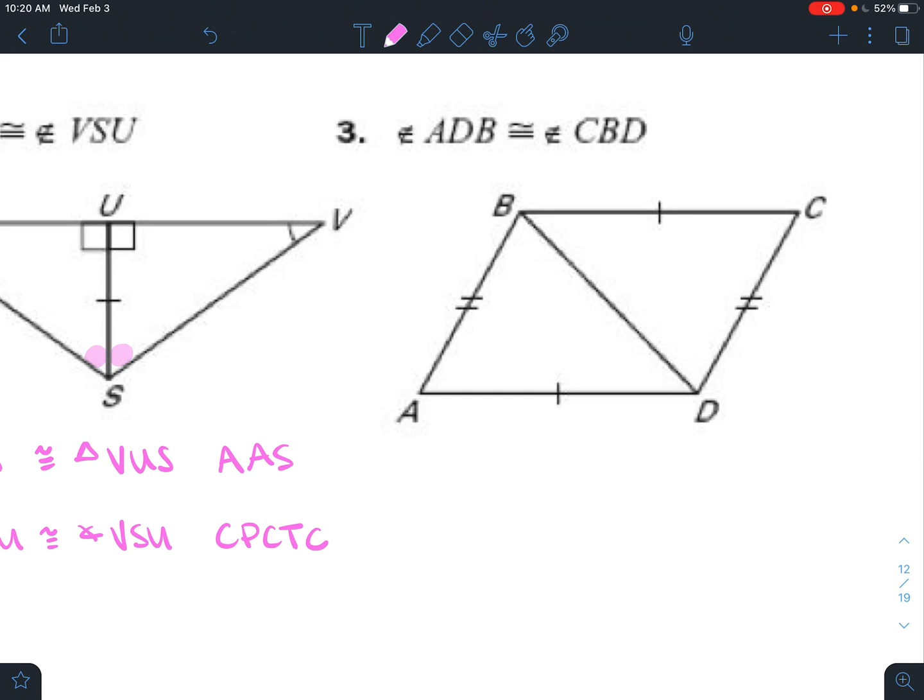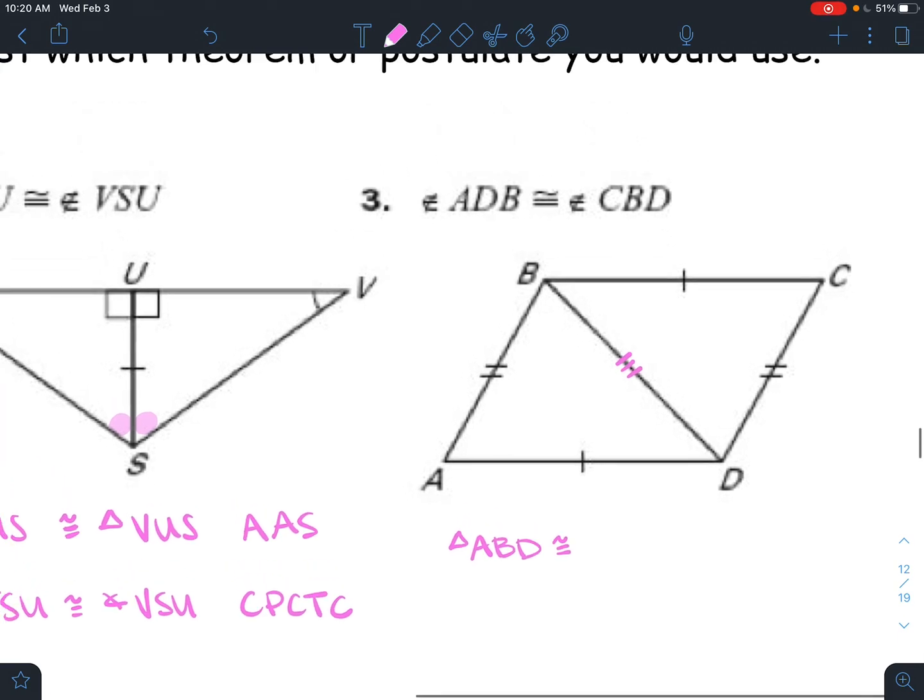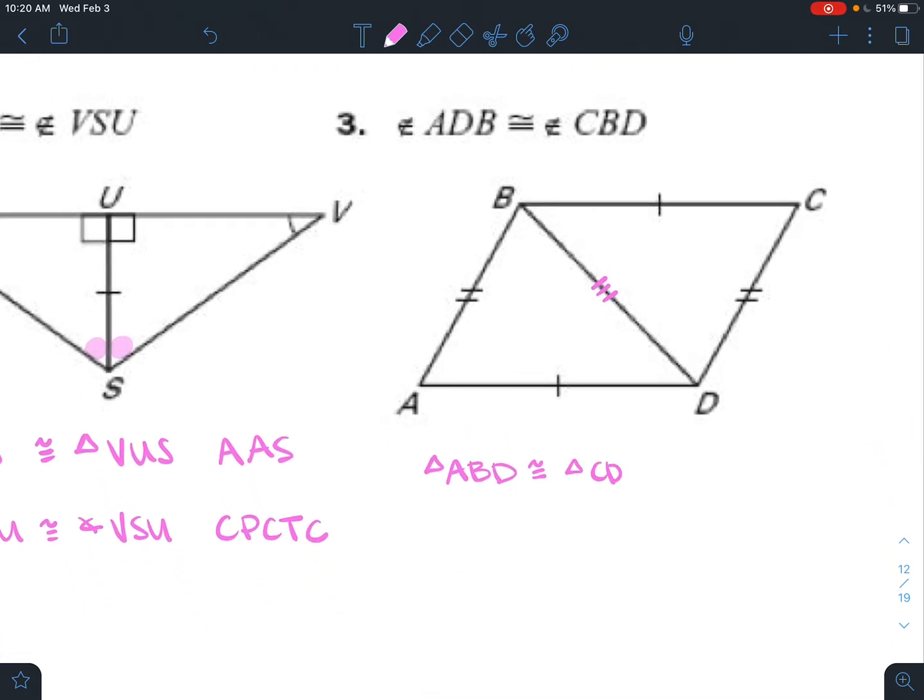So if I look at this last example here on number 3, I know that they share this reflexive piece down the middle. So be careful with how we name our triangles. If I have triangle ABD, it is going to be congruent to triangle CDB by side congruence. And we're looking at angle ADB and angle CBD. And once I know my triangles are congruent, I know that those two angles are congruent. Angle ADB is congruent to angle CBD because corresponding parts of congruent triangles are congruent.